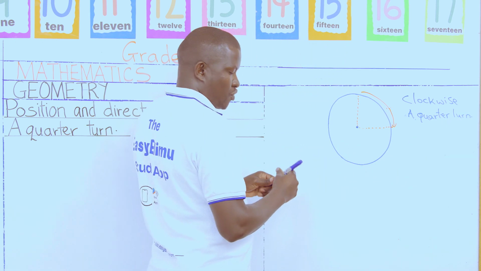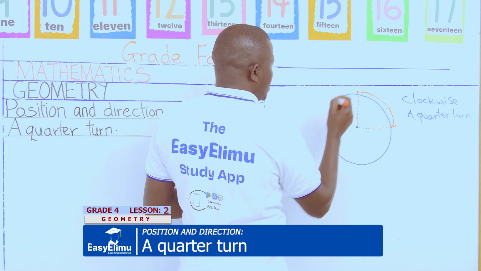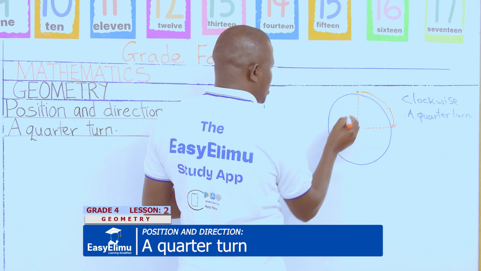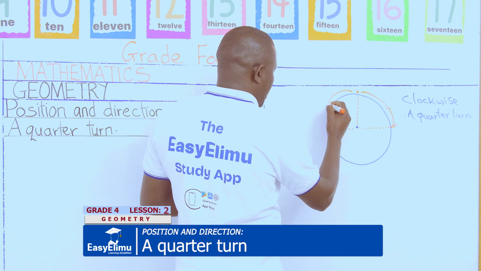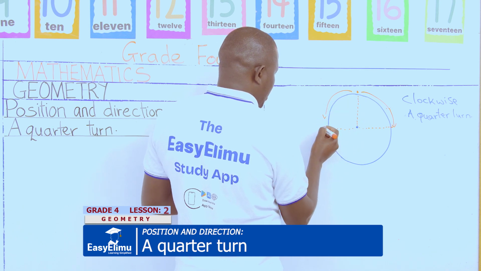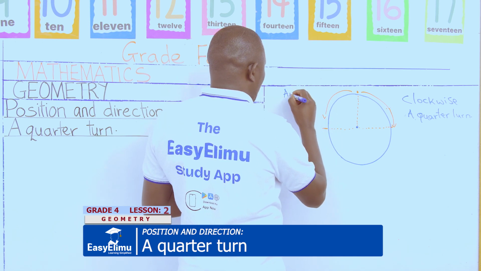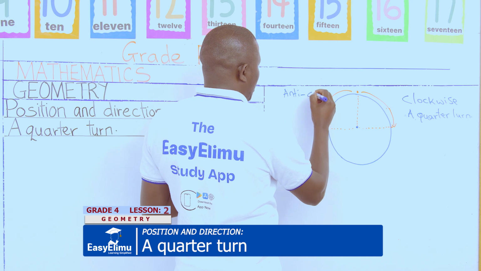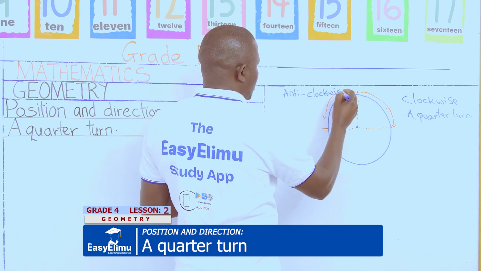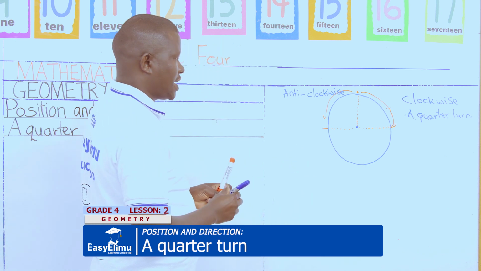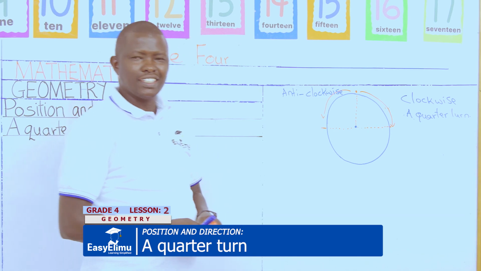Now, if I want to move from my starting point, this side, anti-clockwise, it means now I have to move up to somewhere here. This is anti-clockwise, turn up to here. So that will be my quarter turn, anti-clockwise. That is my anti-clockwise quarter turn, my clockwise quarter turn.